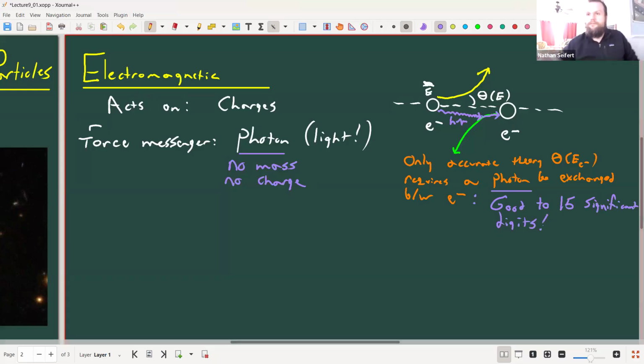Right? It's one of the best approximations we can make. 15 significant digits. So one photon is exchanged per scattering event between two electrons. You get an accuracy to 13 or 15 significant digits. I might be exaggerating a little bit, but it's one of the best predictions you can make. All right, so it's incredibly accurate.